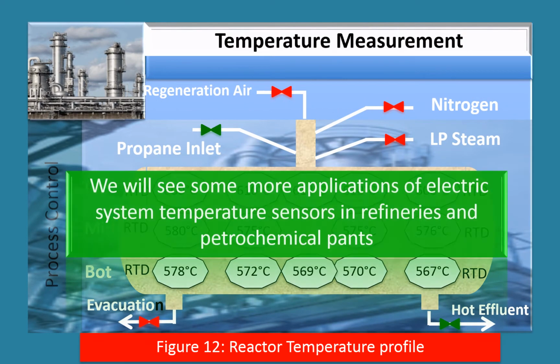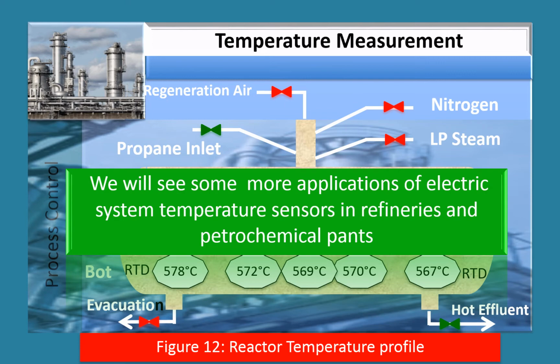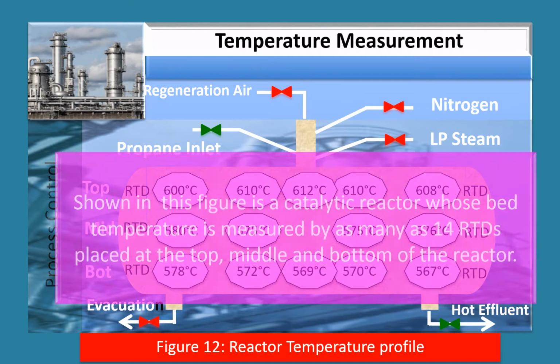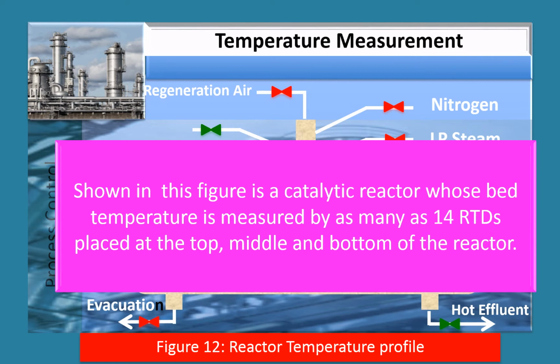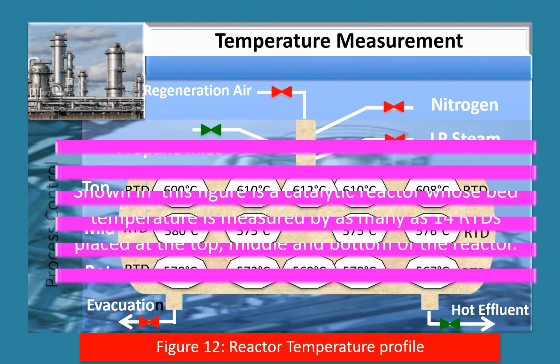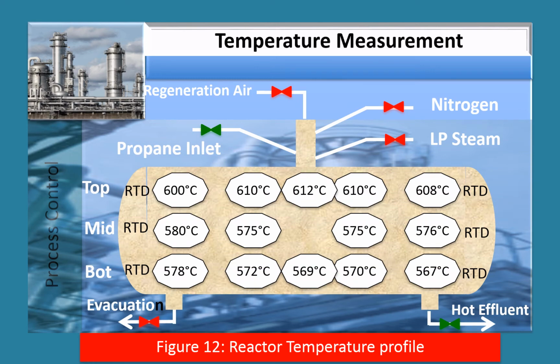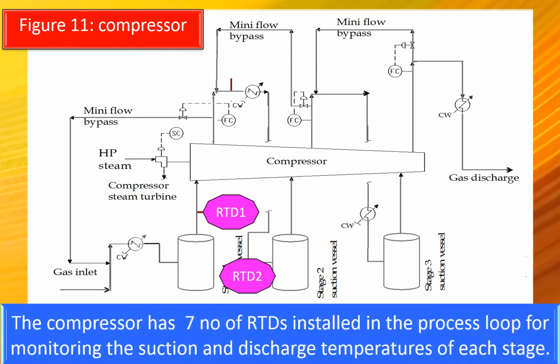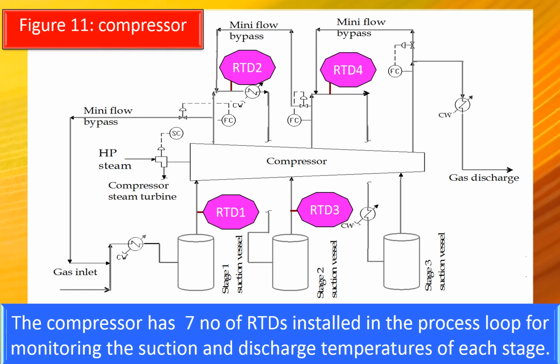We will see some more applications of electrical system temperature sensors in refineries and petrochemical plants. Shown in this figure is a catalytic reactor whose bed temperature is measured by as many as 14 RTDs placed at the top, middle and bottom of the reactor. This figure shows another application of RTD in a multi-stage centrifugal compressor. The compressor has 7 RTDs installed in the process loop for monitoring the suction and discharge temperature of each stage.